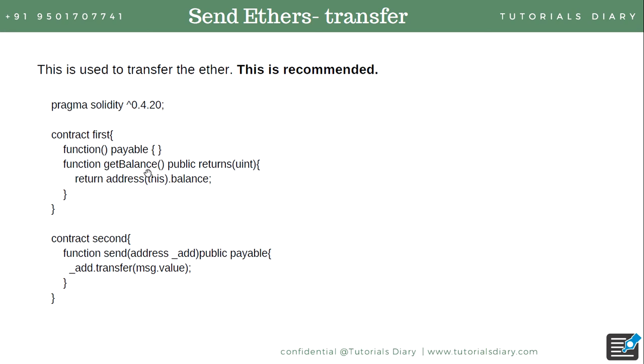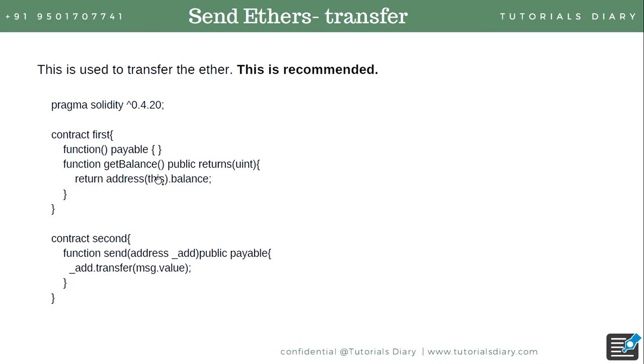Then the second function is just to get the balance. Wherever this contract is deployed, dot balance. So address.balance is a feature which we have in Solidity, which you can use to get the balance of the smart contract using the address keyword. So this is your first smart contract.